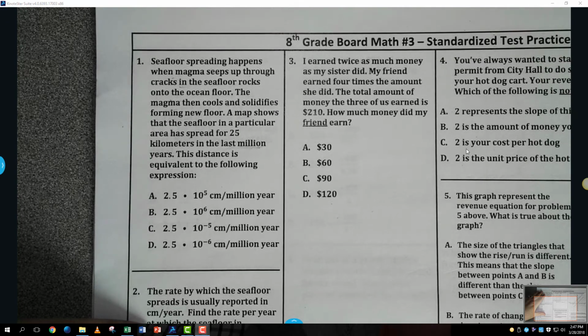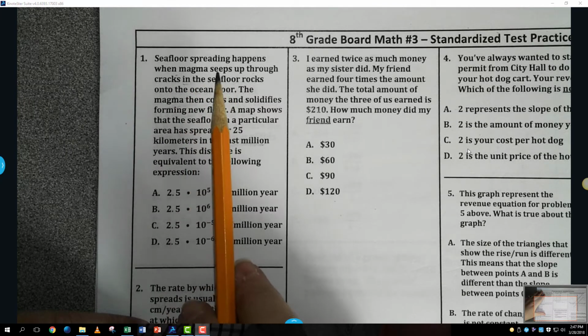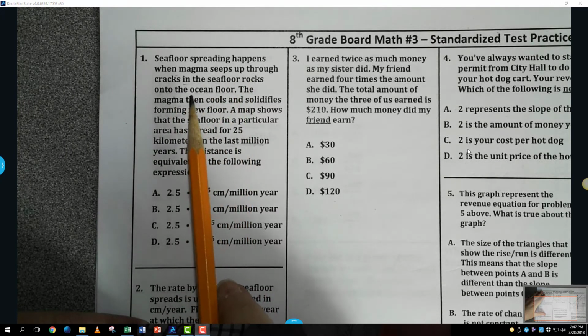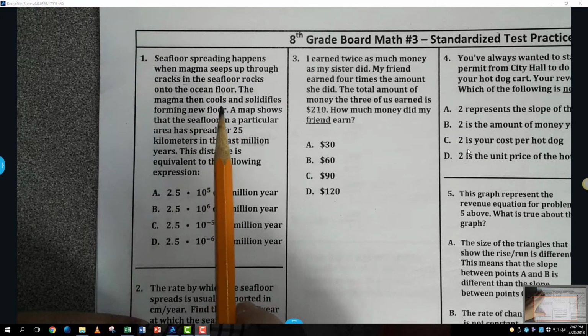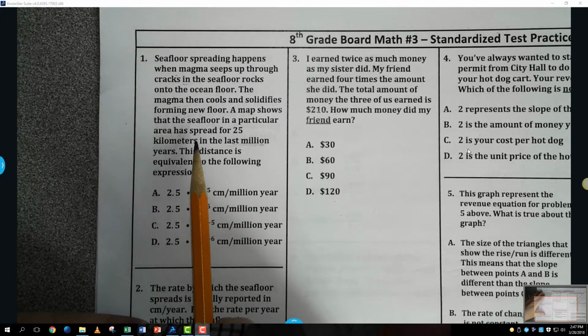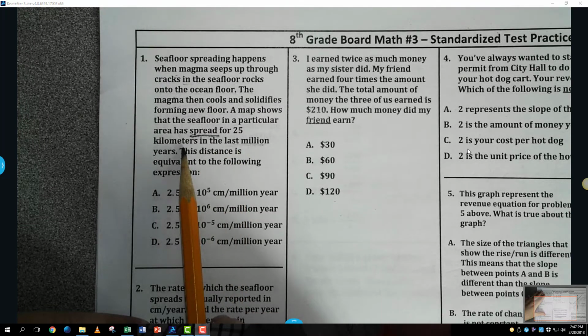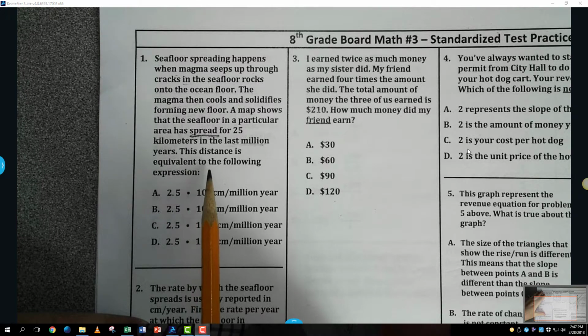All right, this is math board number 3. Seafloor spreading happens when magma seeps up through cracks in the seafloor rocks onto the ocean floor. The magma then cools and solidifies, forming new floor. A map shows that the seafloor in a particular area has spread for 25 kilometers in the last million years. This distance is equivalent to the following expression.